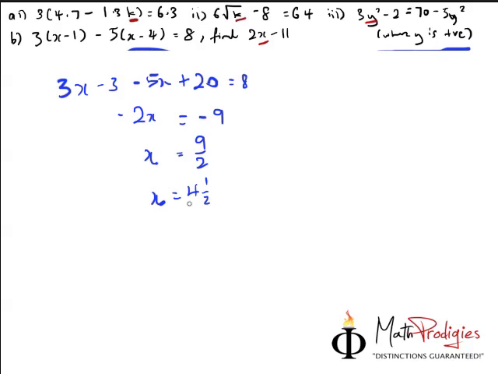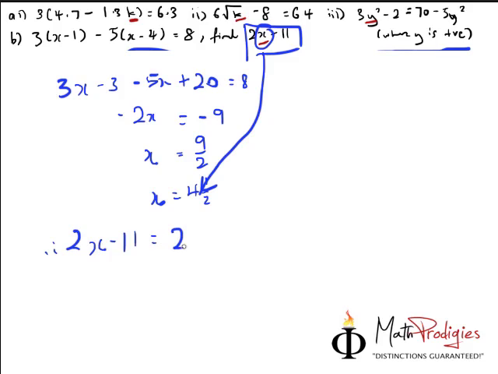Now, with that in mind, how do you find 2x minus 11? Simple. You see this x? It's the same x. So therefore, x equals 4.5. Therefore, 2x minus 11 is actually 2 times 4.5 minus 11. In this case, equals 9 minus 11, which gives you negative 2. Bam! So that is it. You see, it's not that difficult.